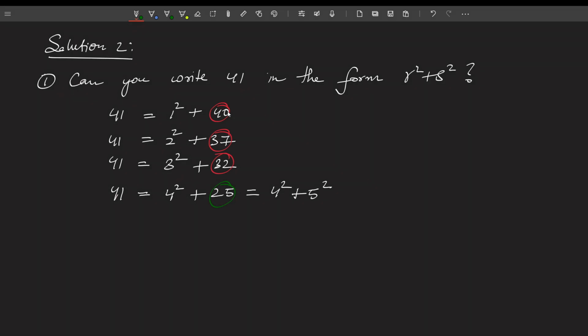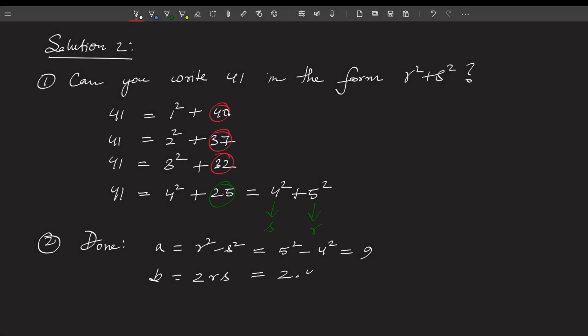So using this information, our r is equal to 5 and our s is equal to 4. This is because r is always greater than s. So the next step is we get our solution, we are done. So a will be equal to r square minus s square. This will be equal to 5 square minus 4 square, and this is equal to 9. B will be as usual twice rs. This is equal to 2 times 4 times 5, this is equal to 40, and c will be r squared plus s squared, which we know to be equal to 41.